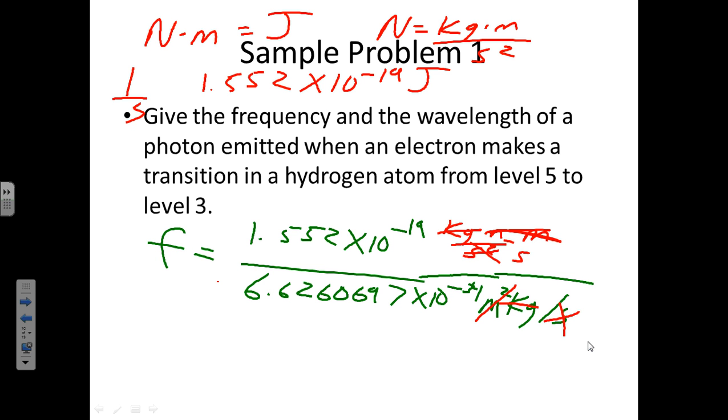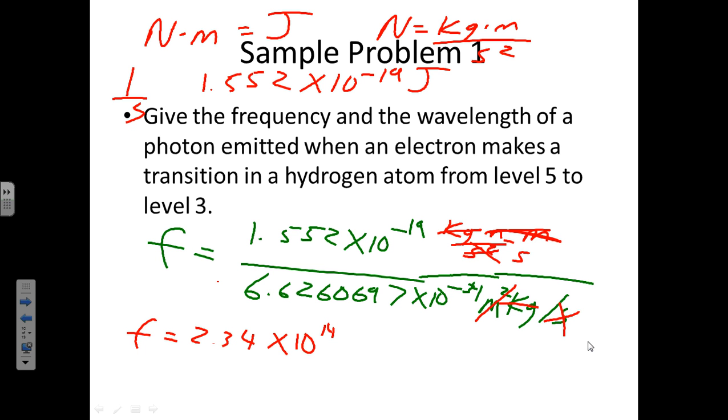So if we do the math on this, 1.552 times 10 to the negative 19 divided by 6.6260697 times 10 to the negative 34, we end up with 2.34, and I'm just going to round it there, times 10 to the 14th hertz.